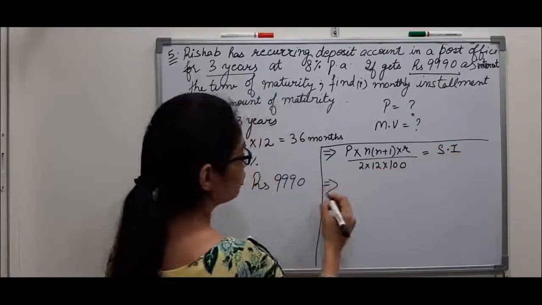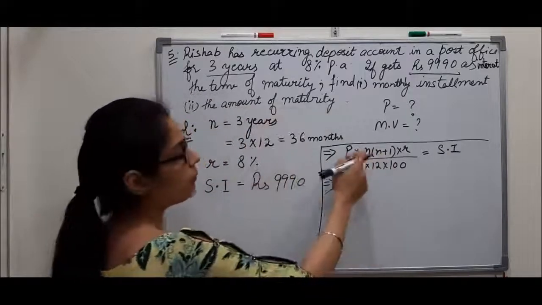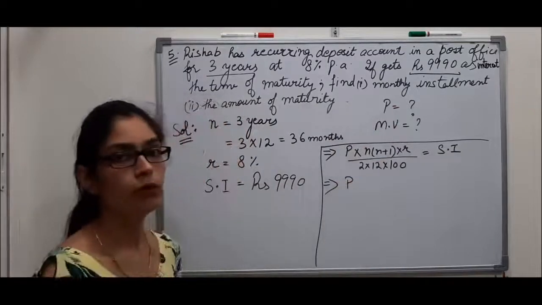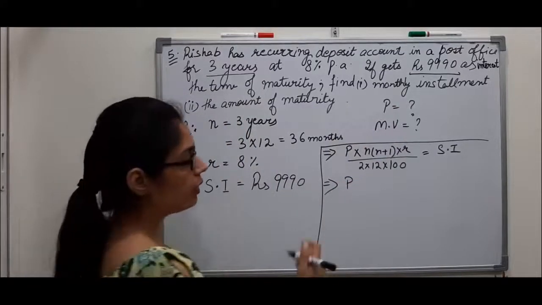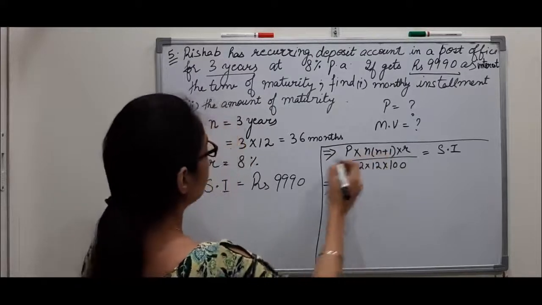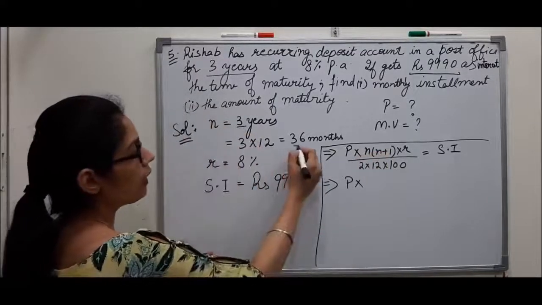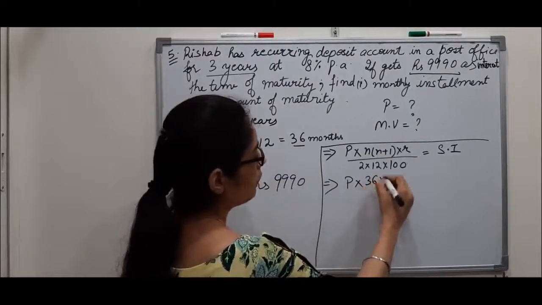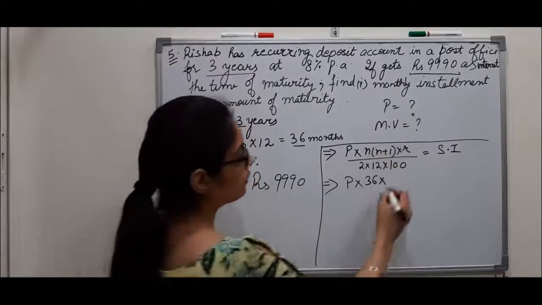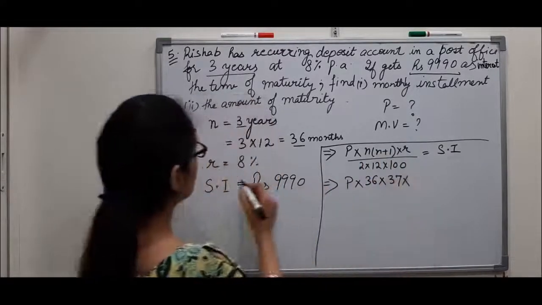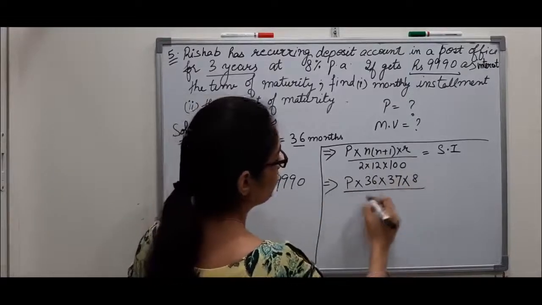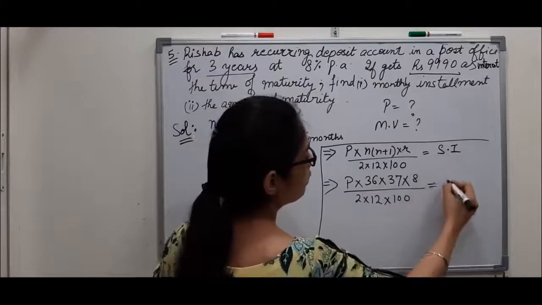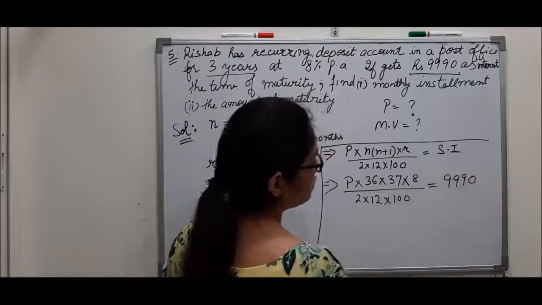Now I will just substitute all the given values accordingly. P I have to calculate, so I will write P as it is, or if you want you can write P as X, Y, Z, anything you can write, into n. N is 3 years, but I have converted it into months. So in months it is 36. N plus 1 will be 36 plus 1, which is 37, and R is 8. Now 2 into 12 into 100 is equal to simple interest. I will write down the value which is given to me.